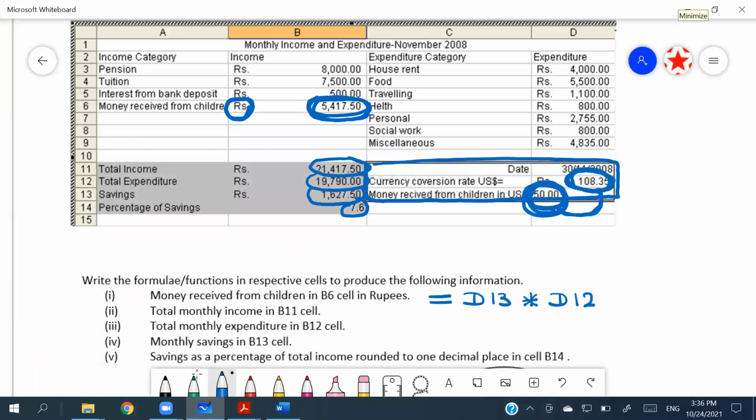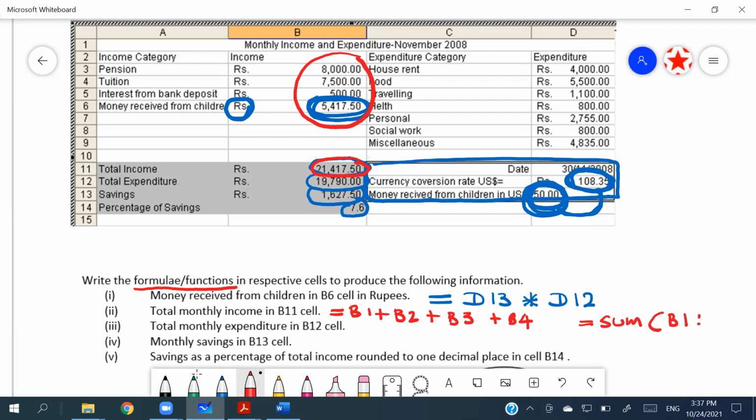Total monthly income in D11, right? So they are talking about this monthly income. This is going to be taken by adding up these things. In the question, they say formula or functions, right? So you can go with anything. For total monthly income, you can say equals B1 plus B2 plus B3 plus B4, right? Or else you can say equals sum B1 colon B4. Any of the answers can be taken, as well as you can say sum B1 comma B2 comma B3 comma B4. That can also be taken. Any type of answer, you can go for those.